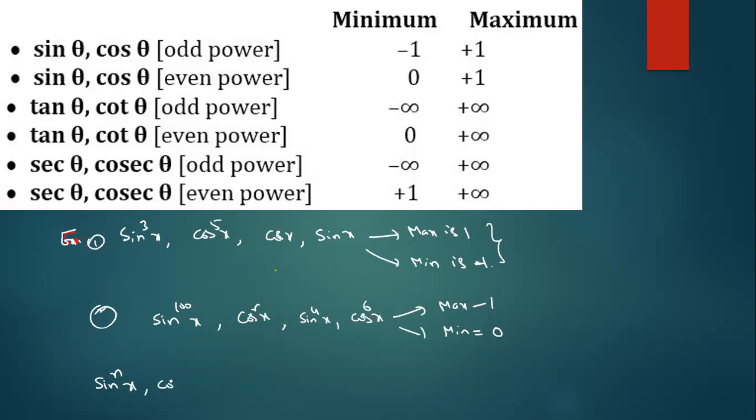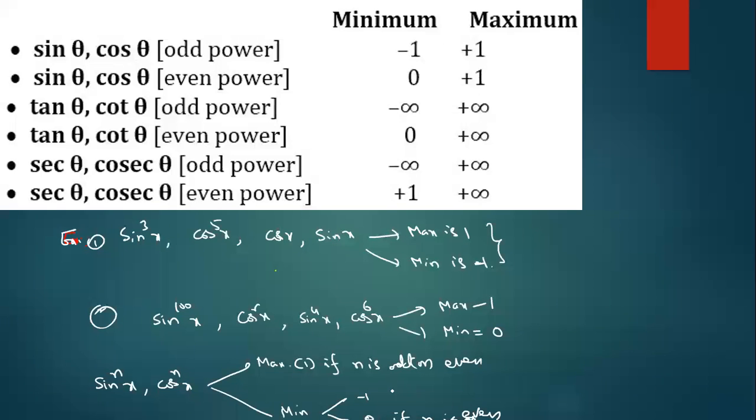Sin power nx or cos power nx. Maximum is how much? 1. If n is odd or even, no problem. But what is the minimum? Anyone? Again two cases are there. Odd means minus 1 is coming. Even means 0 is coming. That means you should write n is even, n is odd. So these types of notes you should prepare yourself in your notebook.